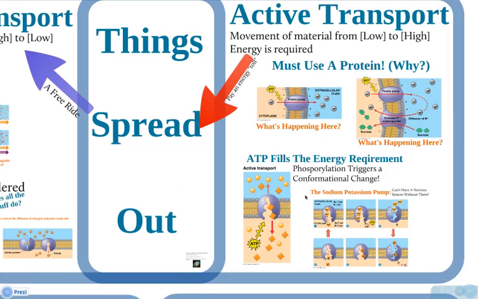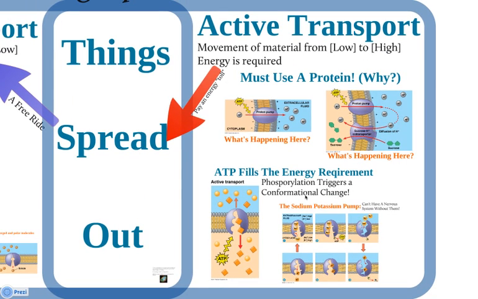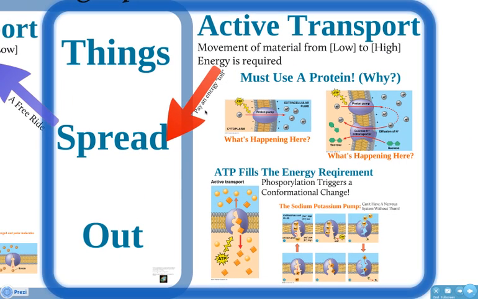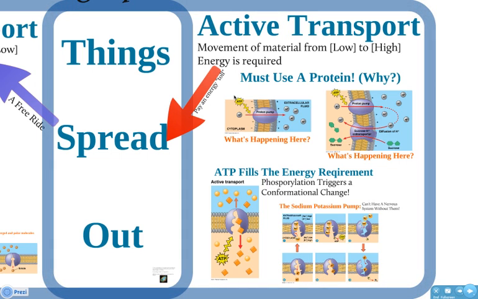Now we're going to talk about active transport, and here you need to pay an energy toll. The reason why you need to pay the energy toll is because it's movement of material from a low concentration to a high concentration. So it's going against the concentration gradient. And energy is required. You need to use a protein.